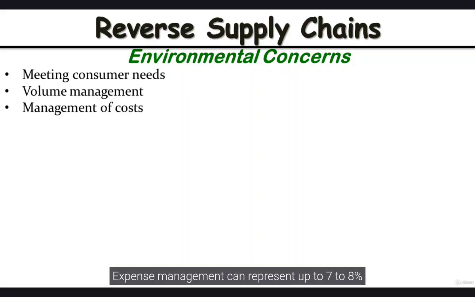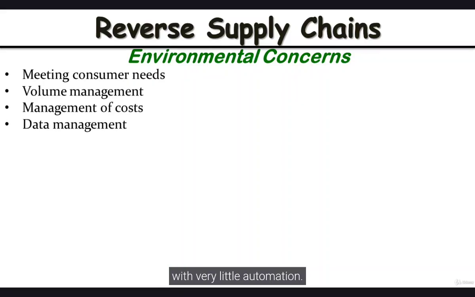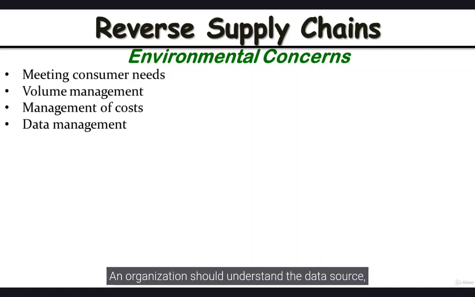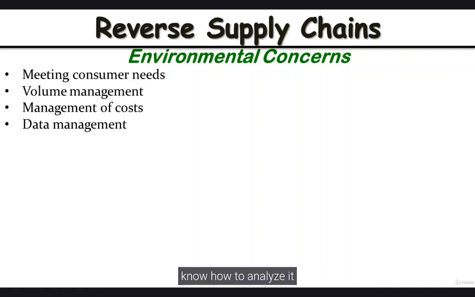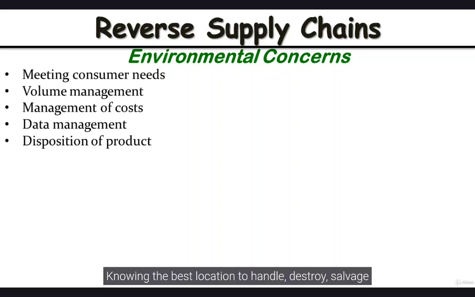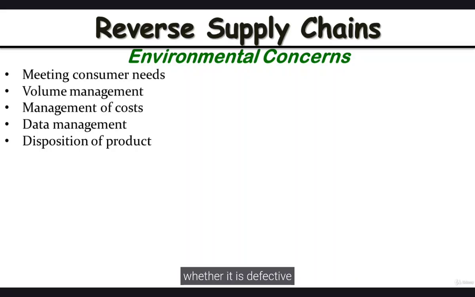Management of costs. Expense management can represent up to 7 to 8% of the cost of goods. The process is labor intensive with very little automation. Data management. Having accurate data is important, but it is very difficult to obtain and manage relevant information. An organization should understand the data source, know how to analyze it, and should use third-party experts if possible. Disposition of product. Knowing the best location to handle, destroy, salvage, and even where to donate products is critical. So is the ability to handle a supplier return, whether it is defective or working with overstock balancing.